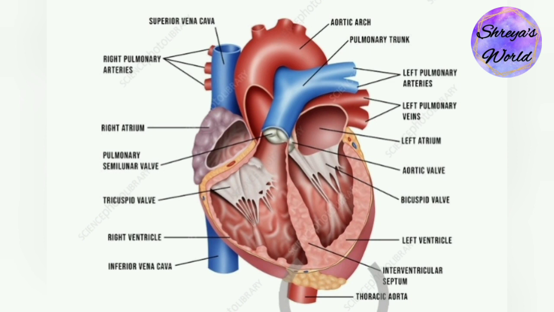Next we have the semilunar valves. Semilunar valves are located between the left ventricle and aorta. It is also found between the pulmonary artery and right ventricle.